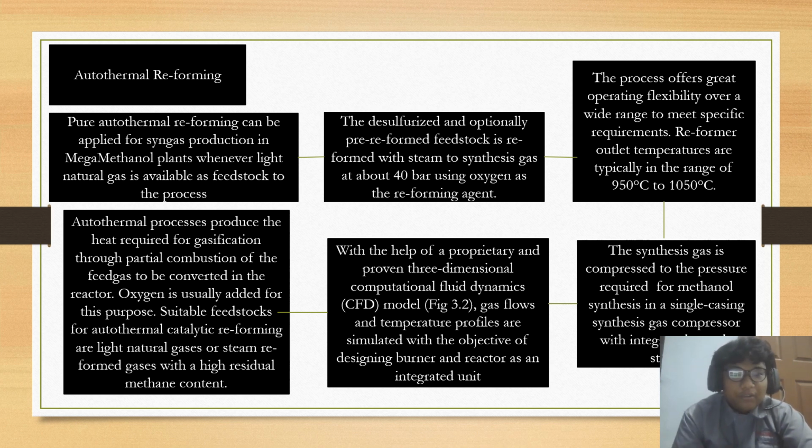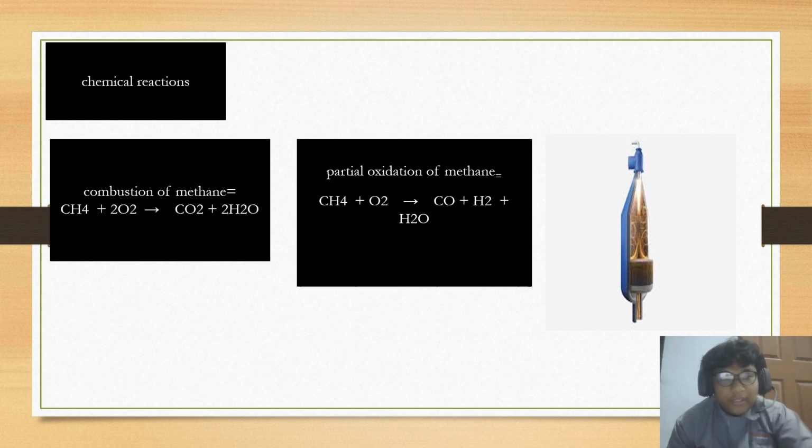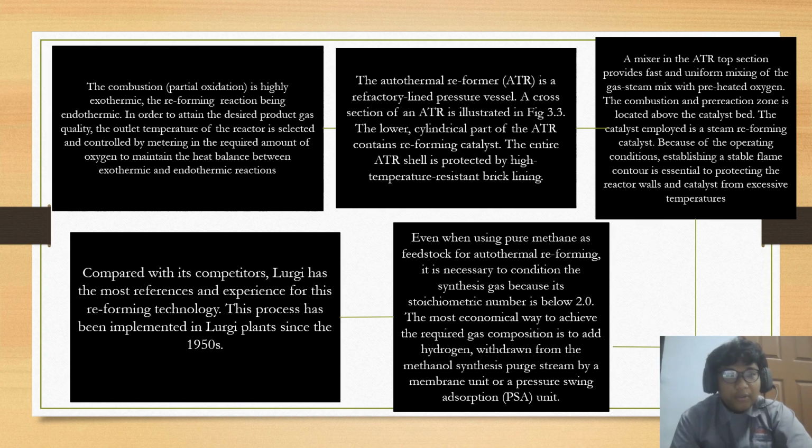Suitable feedstock for autothermal catalytic reforming are natural gas or steam reformed gas with a residual methane content. Chemical reactions: combustion of methane, CH4 + 2O2 → CO2 + 2H2O. Partial oxidation of methane, CH4 + 1/2 O2 → CO + 2H2. The combustion and partial oxidation are highly exothermic, the reforming reaction being endothermic.